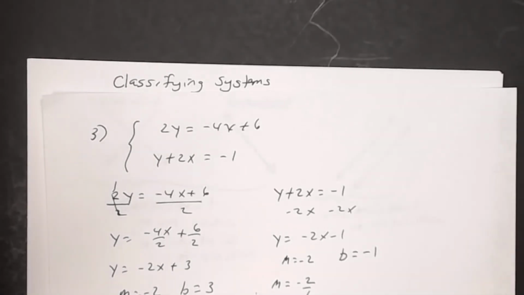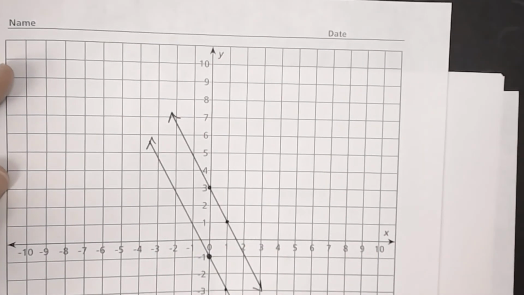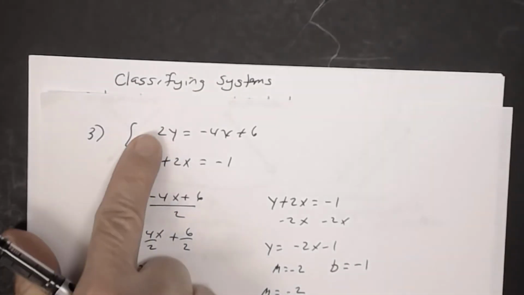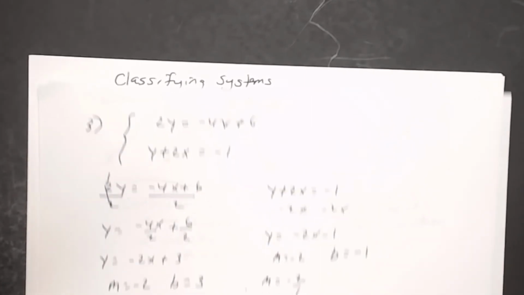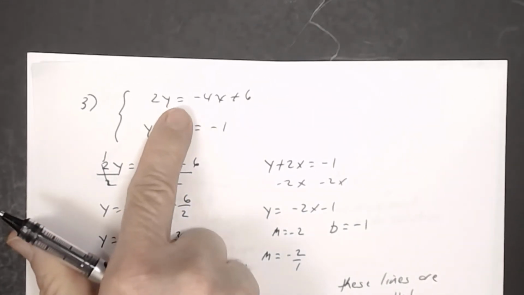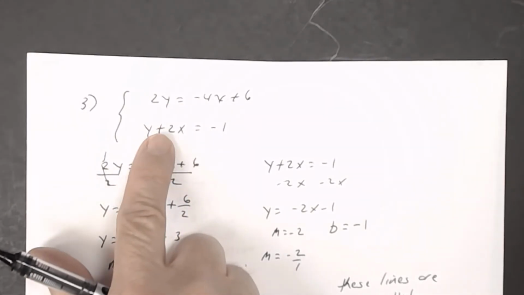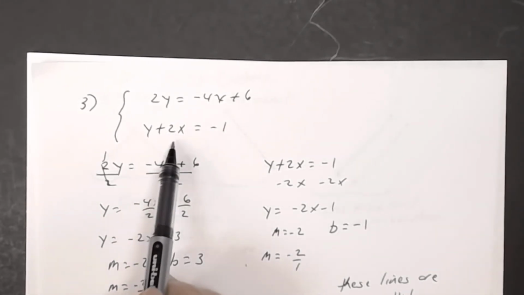We know that this system is inconsistent, because it has no solution. Here's my question though. Are these equations independent or dependent on each other? All right, so again, are these equations independent or dependent on each other? Well, if they're dependent, then that means I can multiply one equation by some number and get the other.